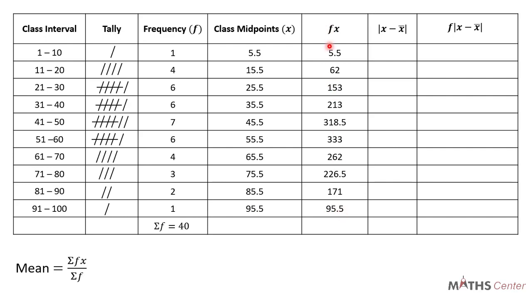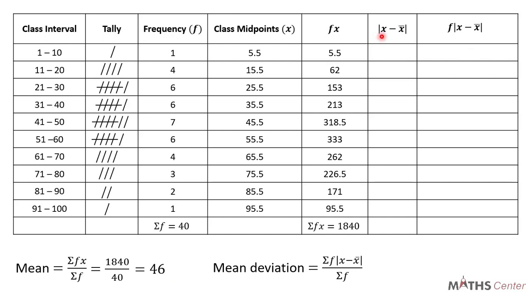We will need sigma fx to find the mean. So we add everything here together, and that gives us 1,840. So the mean will be equal to 1,840 divided by 40, and that will give us 46. So the mean of the distribution is 46.